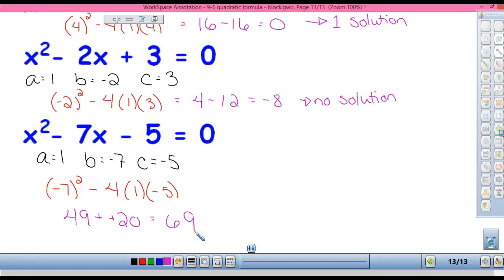In that case, how many solutions am I going to get? 2 solutions. So be careful with that. If you end up with minus a negative, make sure that turns into an add, because that's a very common mistake that we make.